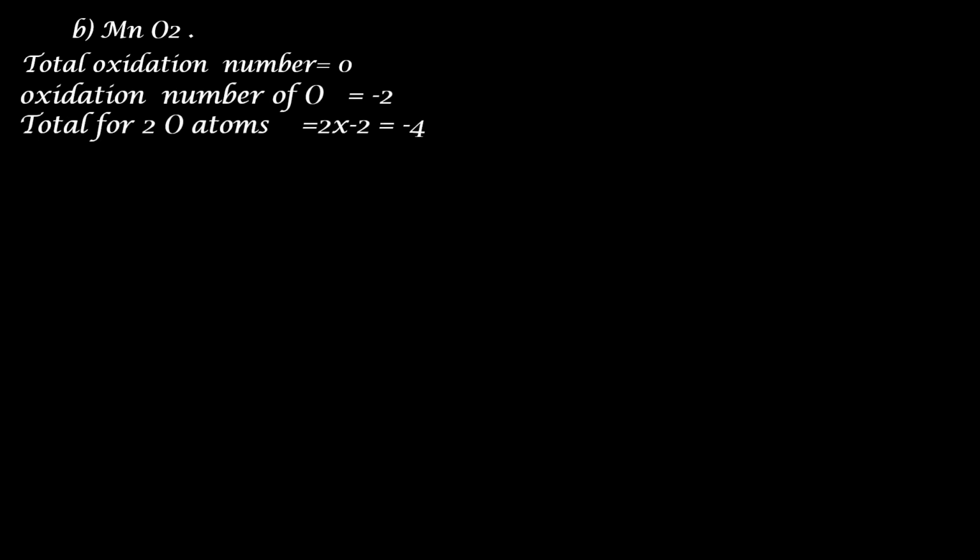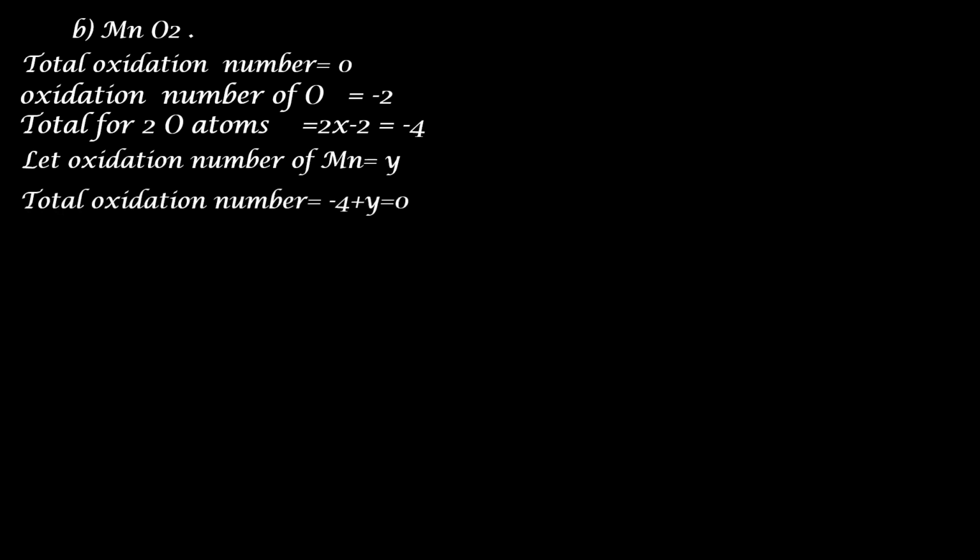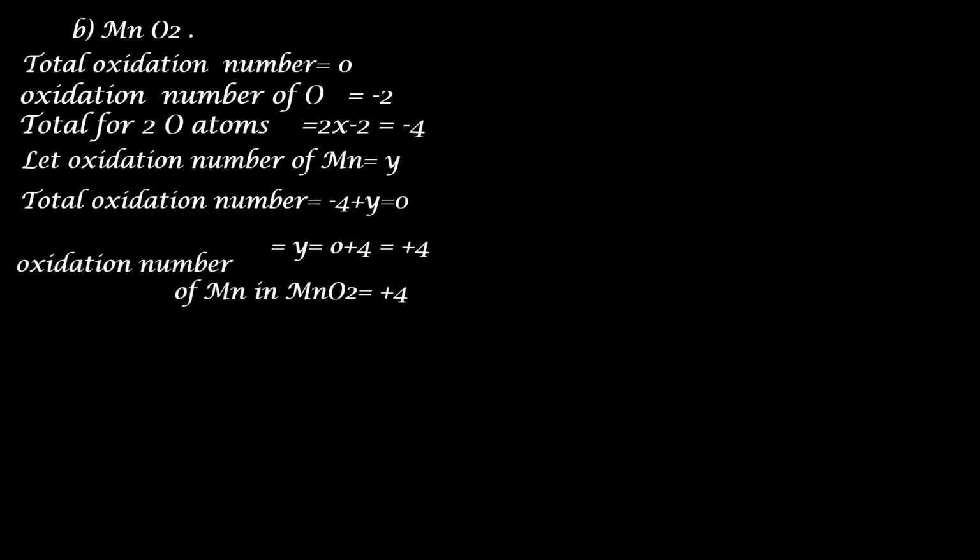Next one, manganese dioxide. Total oxidation state for the molecule of the compound is equal to 0. Oxidation state or number of oxygen is negative 2. For 2 oxygen atoms, it is equal to 2 into negative 2 equal to negative 4. Let the oxidation number of manganese be equal to Y. Then total oxidation number for the molecule becomes negative 4 plus Y equal to 0. Then Y is equal to 0 plus 4 equal to plus 4. So the oxidation state of manganese in manganese dioxide is plus 4.